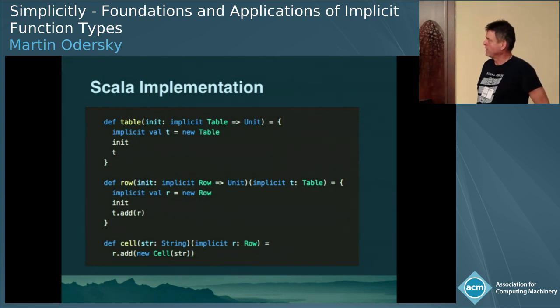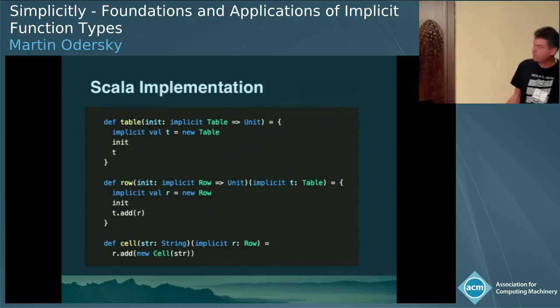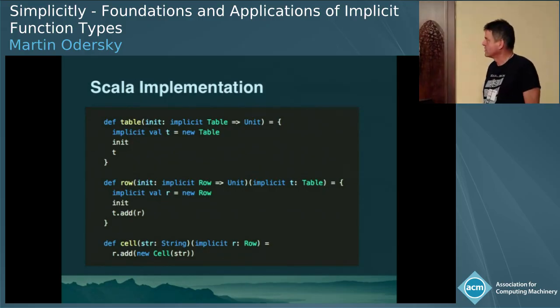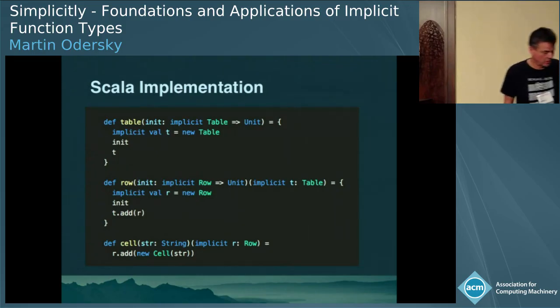Okay, so what a row does is it also has an init method, which is the cells. The cells need to know what row they add themselves to, and the row needs to know what table it adds itself to. So let's create a new row, call init, and add the row to the enclosing table here. And cell would just add itself to the enclosing row.